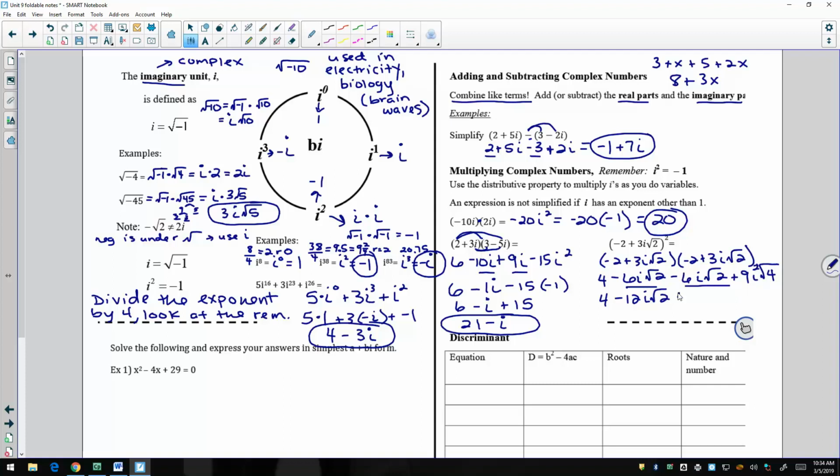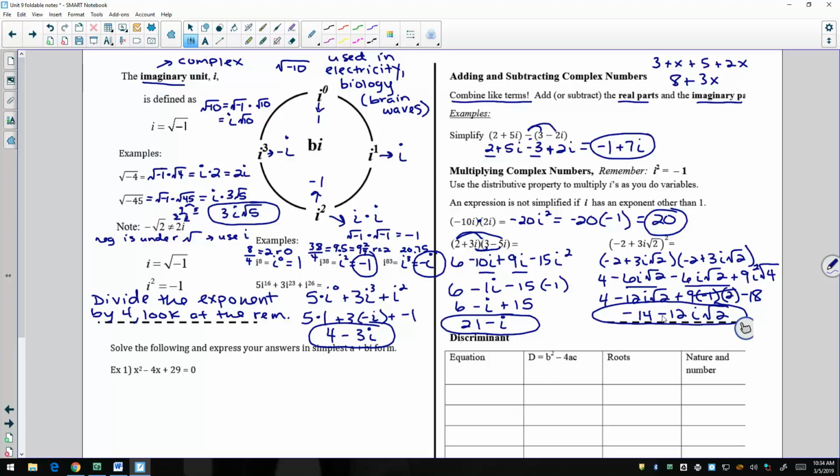i squared I can rewrite as negative 1, and the square root of 4 I can rewrite as 2. Now I'm going to simplify this. 9 times negative 1 is negative 9, times 2 is negative 18. So this turns into negative 18, and now I can combine my like terms. 4 minus 18 is negative 14. There's nobody to combine with this guy, so he stays negative 12i radical 2. That's your final answer. Don't freak out if this sounds like a foreign language to you.